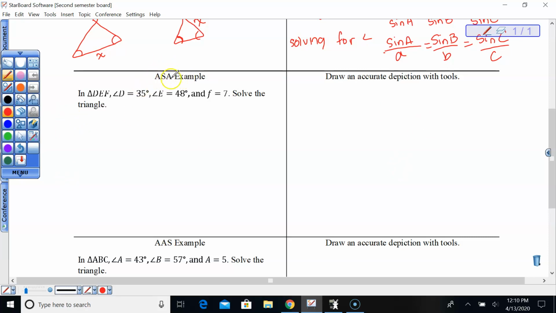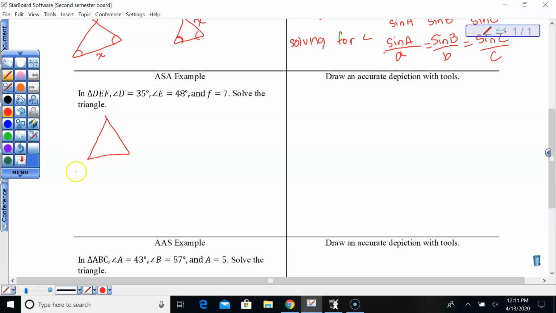Okay, so this is an angle side angle example. It says in triangle DEF, angle D is 35 degrees, angle E is 48 degrees, and side F is 7 units. So here's how I know this is angle side angle: I have two angles, angle D and angle E, and I have side F, and side F is not a pair of either of these, so I know F is going to be opposite the angle that I'm not given. So F is going to be between angle D and E. If I have all three letters, it's either going to be angle side angle or side angle side. Anyway, let's draw a picture of it.